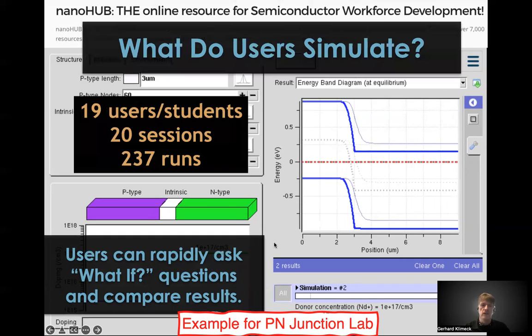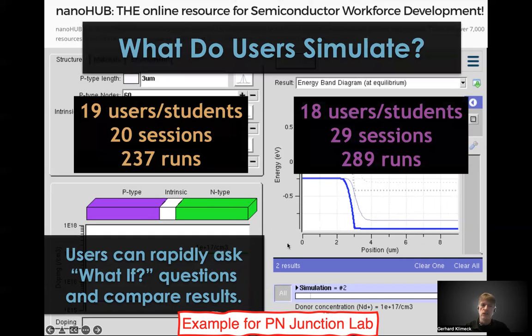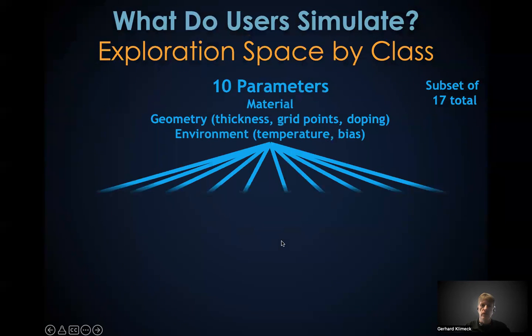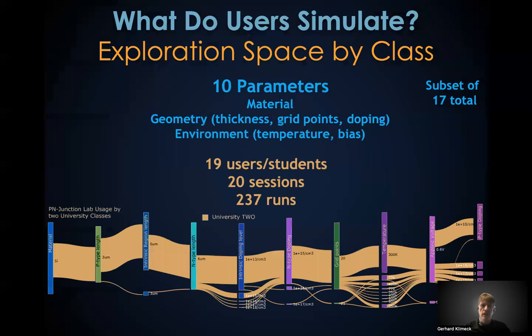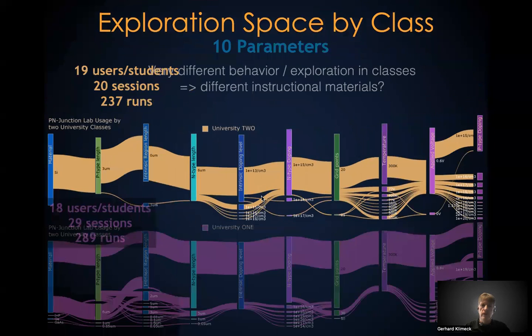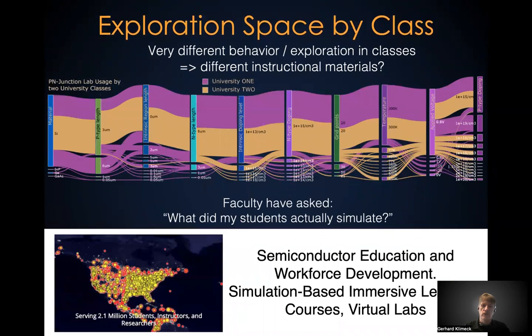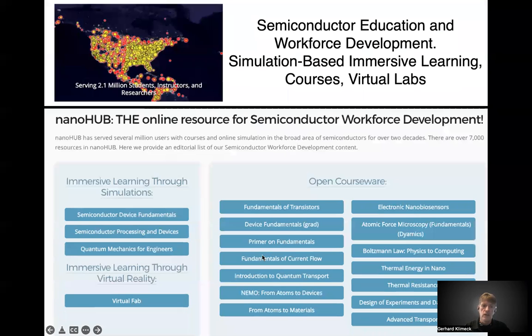The question now is, what do students really do in the classroom? And I'm comparing 2 specific populations, 2 different classes, different locations, roughly the same size and number of runs. And they can change 10 parameters, and class number 1 does this, and class number 2 behaves quite differently. And we're starting to engage with faculty members to try to provide feedback as to what the students really do as they learn about semiconductor devices, which gets me back to the landing page of nanoHUB being the online resource for semiconductor workforce development.